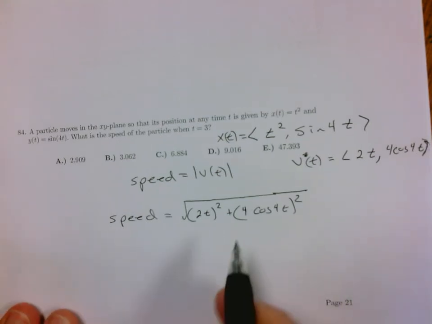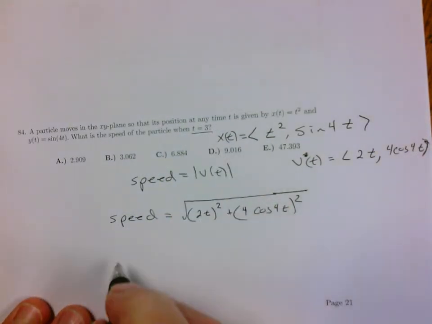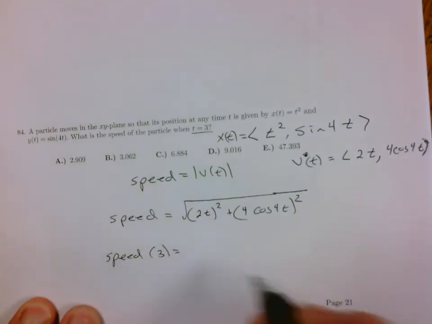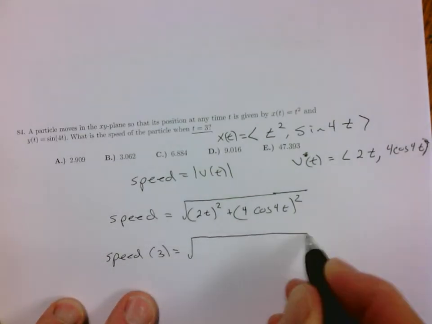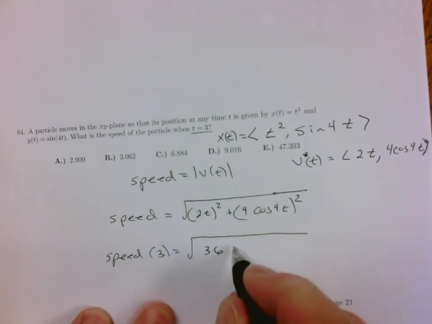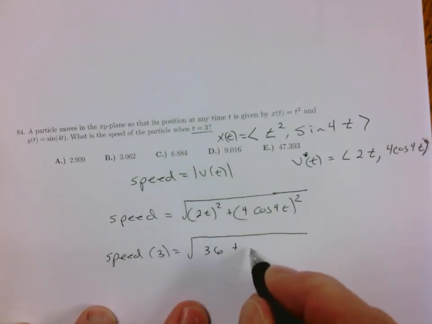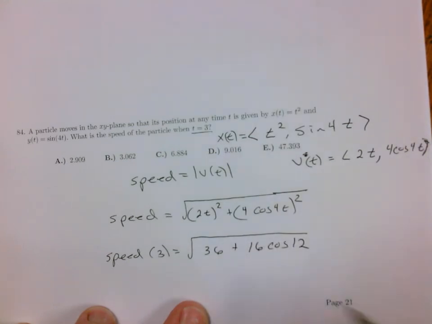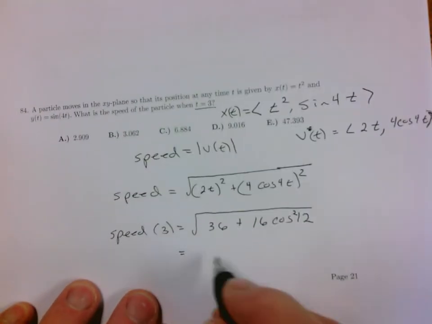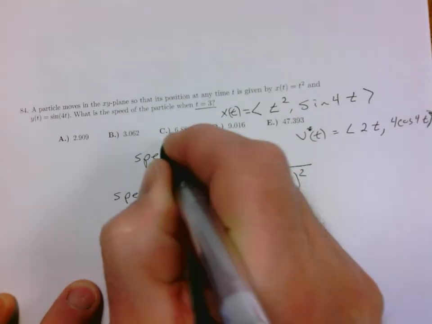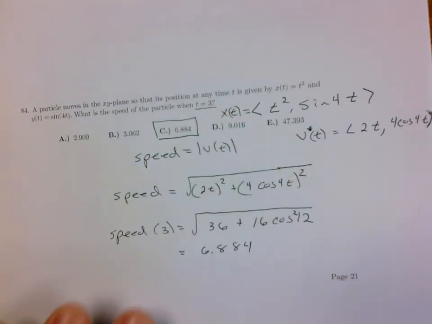Okay, and then I just need to evaluate this when t is equal to 3. So the speed at time t equals 3 is equal to the square root of 3 times 2 is 6, 6 squared is 36, plus I'm going to have 16 times cosine squared of 12. And evaluating this, I end up getting 6.884. So the answer is C.